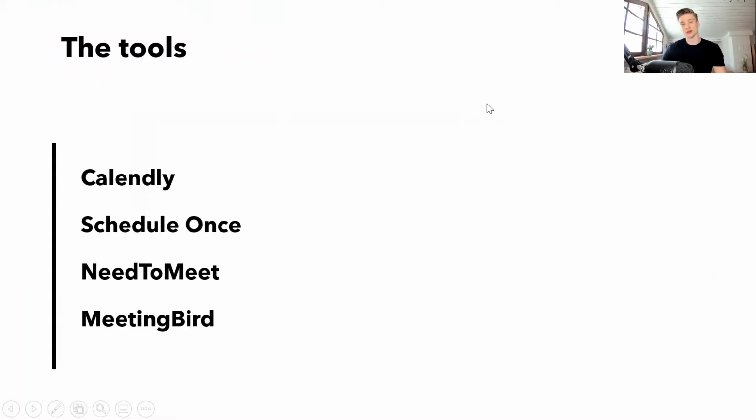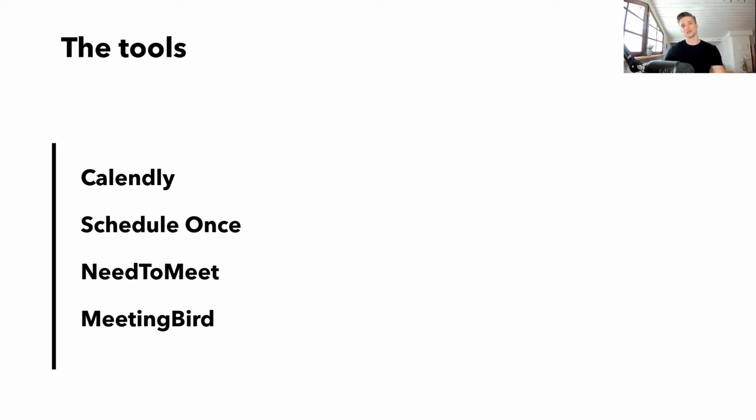You've probably already heard of a number of meeting scheduling systems. So here's just a few examples. One very popular one is Calendly, ScheduleOnce, Need to Meet, Meetingbird. These all kind of work the same way. They have a few different focus groups. I will also put out a video about which one of these tools you might want to use depending on what your use case is and what you're looking for and what you maybe don't actually need. These are some of the examples of different tools you have.